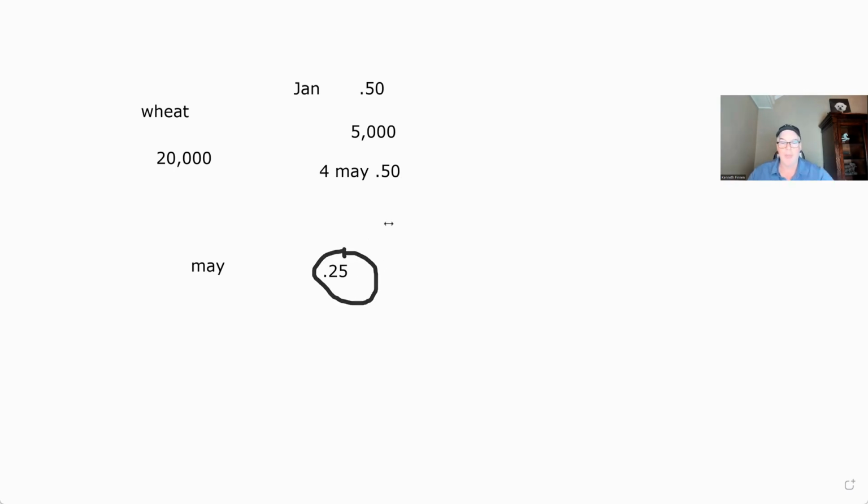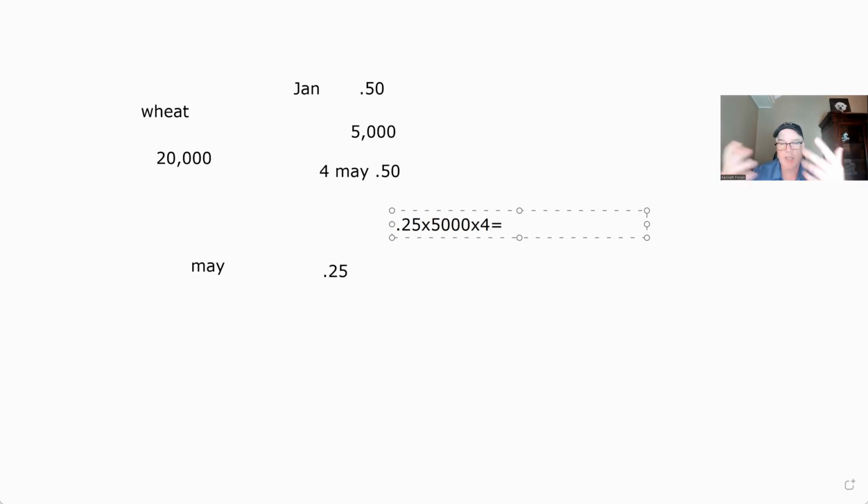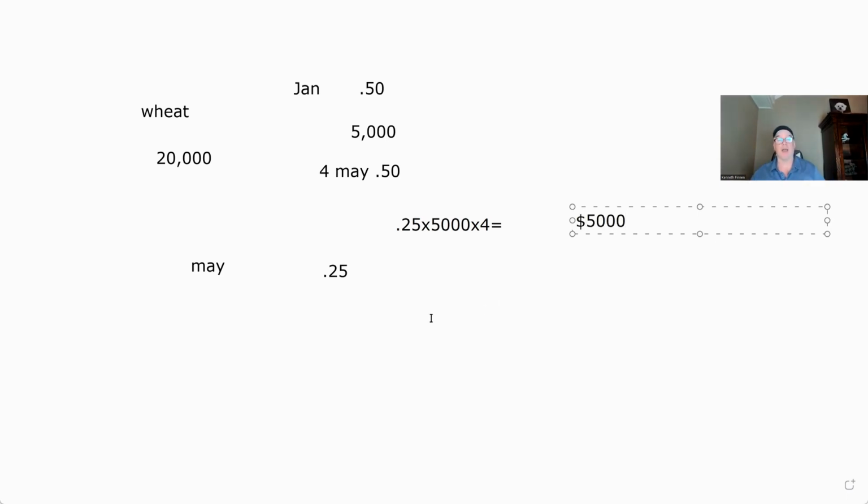So you'll make 25 cents times 5,000, because that's how many are in the contract, and then times 4 contracts. You're going to do 25 cents times 5,000 times 4. That's going to give you $5,000. You'll make a profit of $5,000 by offsetting or buying back the future.